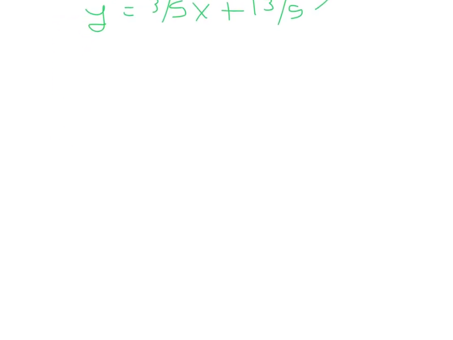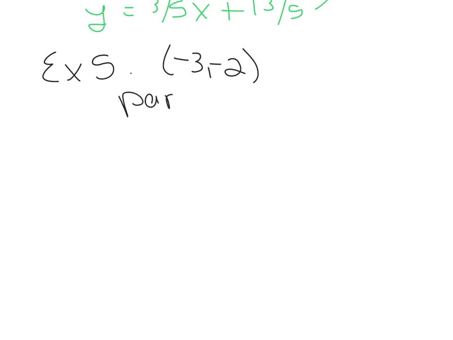All right, let's look at the next example. Example 5, which is at the bottom of that same page. It says, find the equation of the line in slope-intercept form that contains the points -3, -2, and is parallel to the equation y equals -7x plus 2.